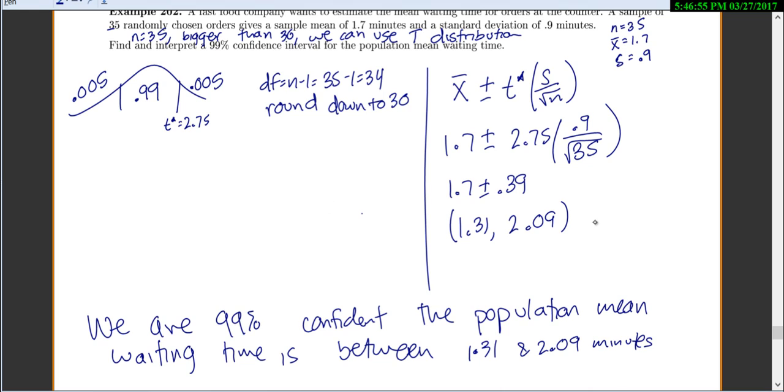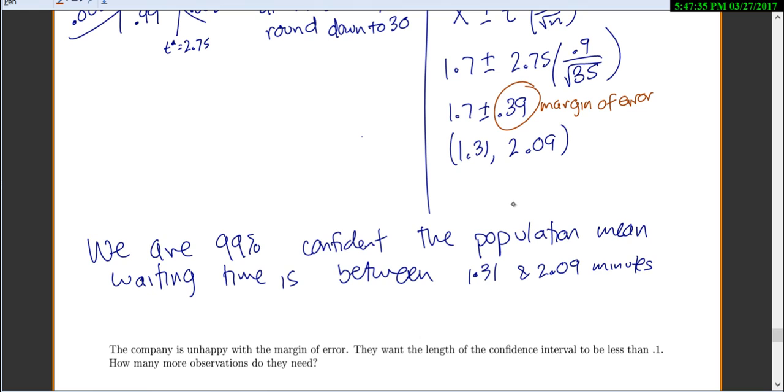So we found our confidence interval, but if you look here at this 0.39 right here, that's our margin of error. So our confidence interval is 0.78 minutes long. We're going from 1.3 to 2.09. And that doesn't sound like a really big difference until you're talking about waiting time at fast food, because that's almost a full minute. So they're not very precise yet about what the true population mean is. Is it closer to 1.3, which is pretty good, or is it closer to 2.1? That's pretty slow. So the company didn't like that margin of error.